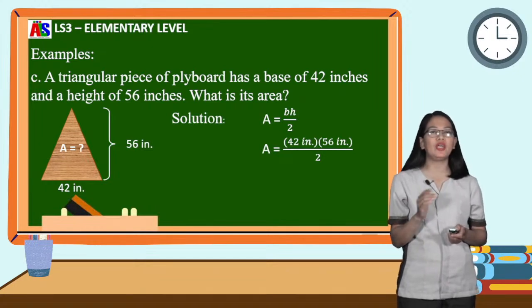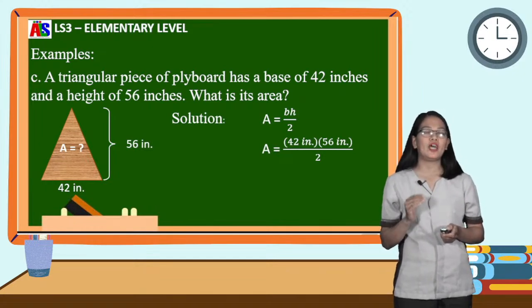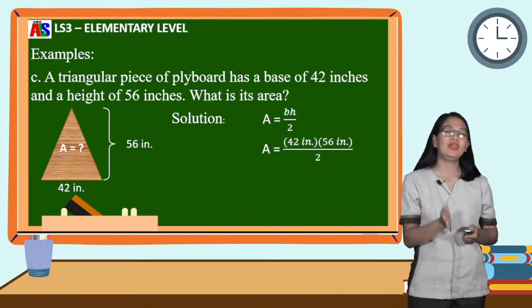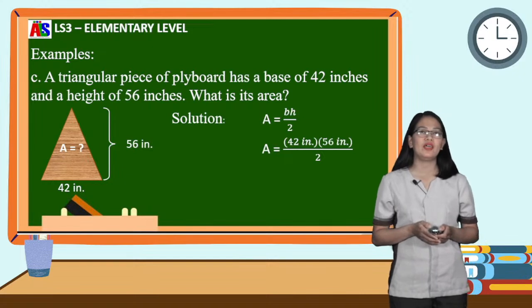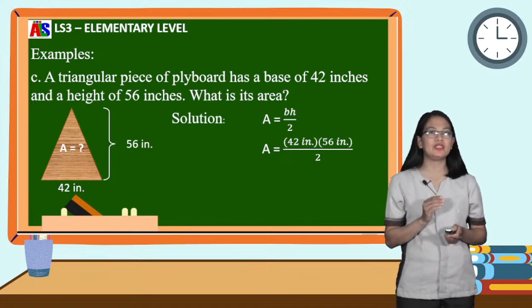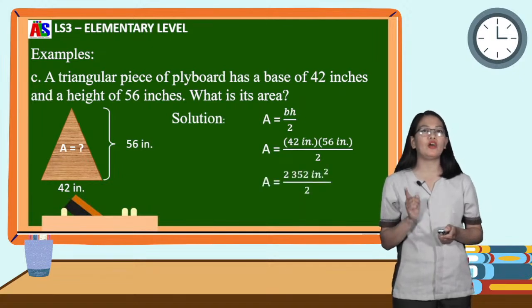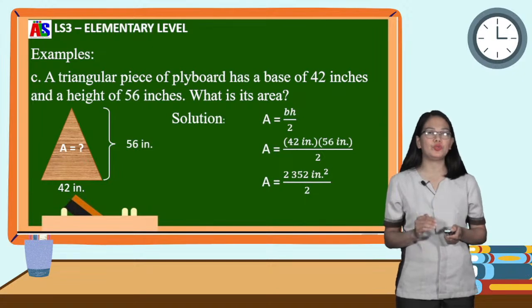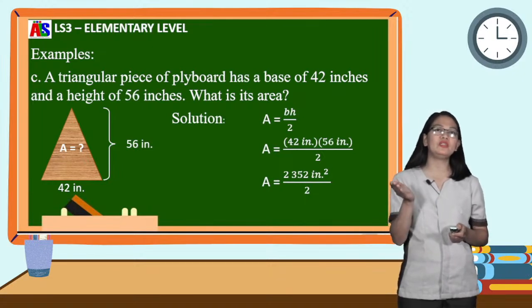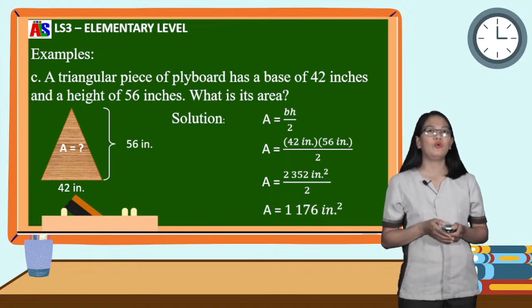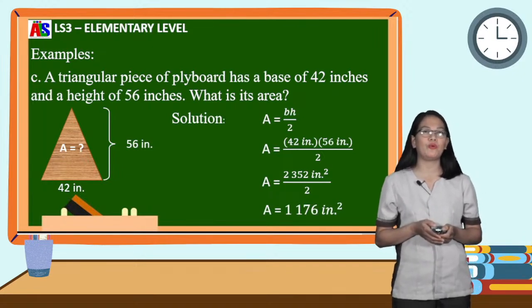And do not forget the denominator too. After that, solve it step by step because again, it will lead you to the correct answer. 42 inches times 56 inches will give us a product of 2,352 square inches over 2. Are we done? That's it. We still need to simplify it. And the area now is 1,176 square inches.